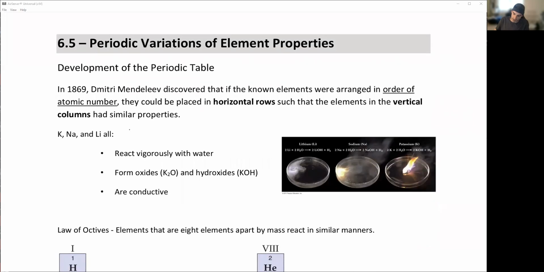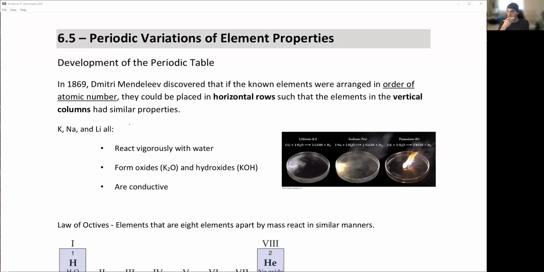Okay, guys, so we're going to take a look at periodic variations of elements. It's important that we have covered electron configurations because this takes advantage of that knowledge as we move forward.